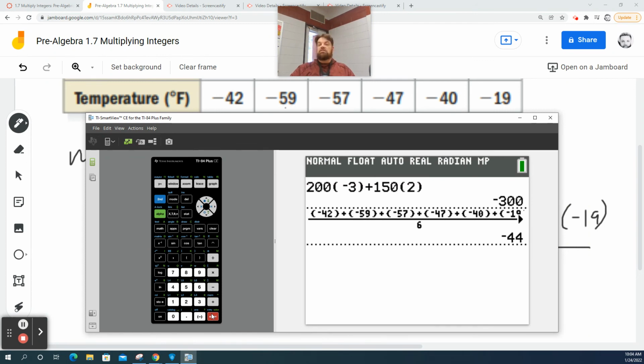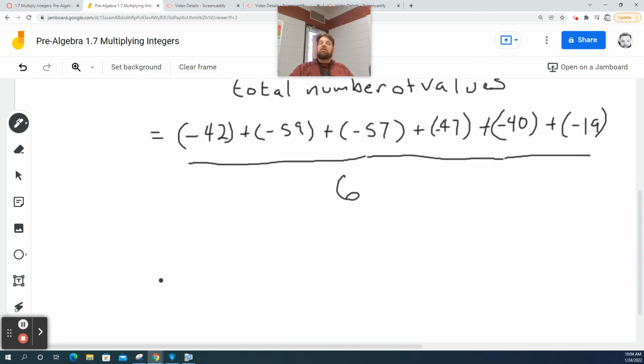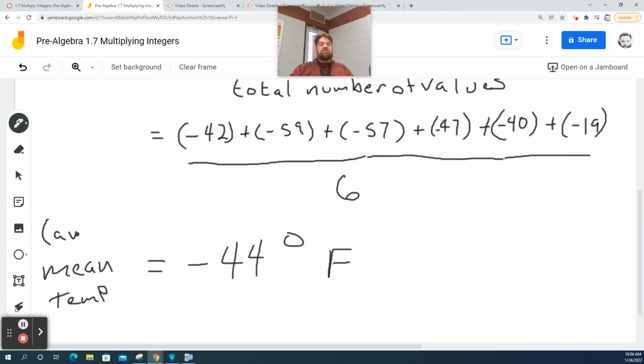So what does that mean? Well, that means that the average temperature for these 6 days was negative 44. Is that what you had? Yep. And these are temperatures, so I'm going to put degrees, and I think they were in Fahrenheit. Okay? And that was the mean average. Remember, mean is the arithmetic average of something. Any questions?